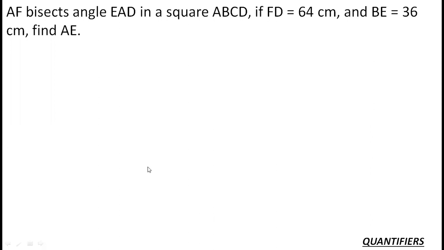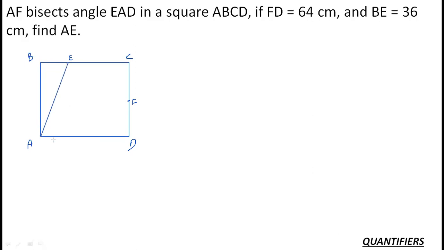The question says that AF bisects angle EAD. There was a figure given. The figure was A, B, C and D. Further, it was given that E is some point over here and F is some point over here. So this was the figure given to you in the question only. If you are watching this video for the first time, then please consider that this figure is already given to you in the question and try the question, right?